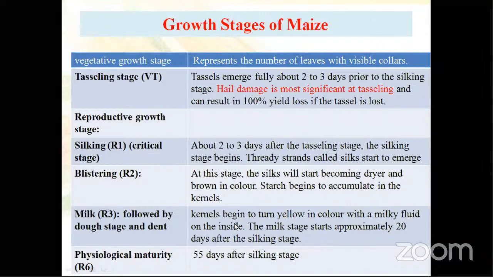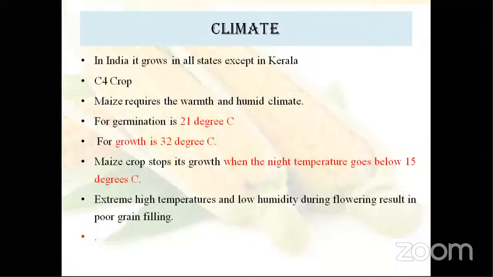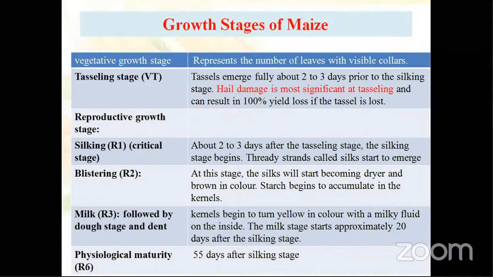Then physiological maturity, 55 days after the silking stage, that is R6. After silking, it takes 55 days to attain physiological maturity. What is meant by physiological maturity, and is there any other type of maturity? Any term? Harvest maturity. What is the difference between these two?